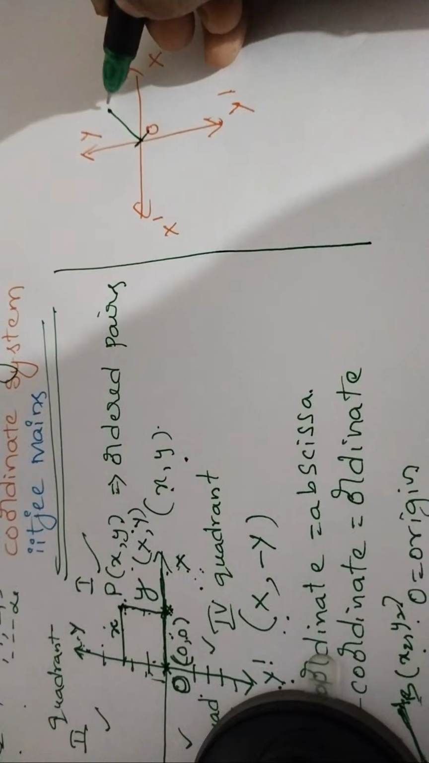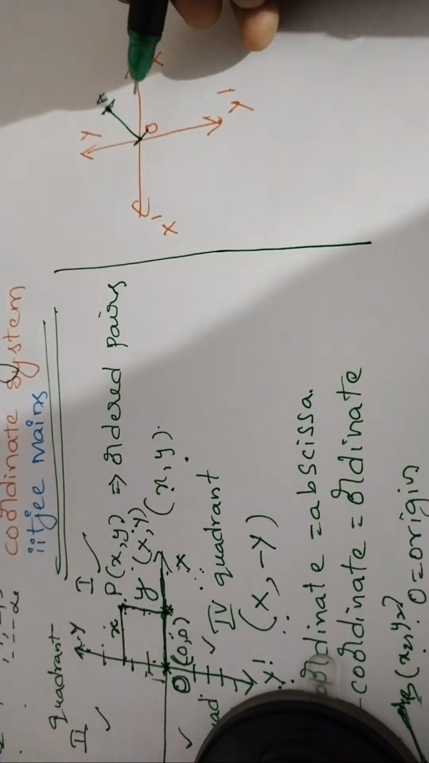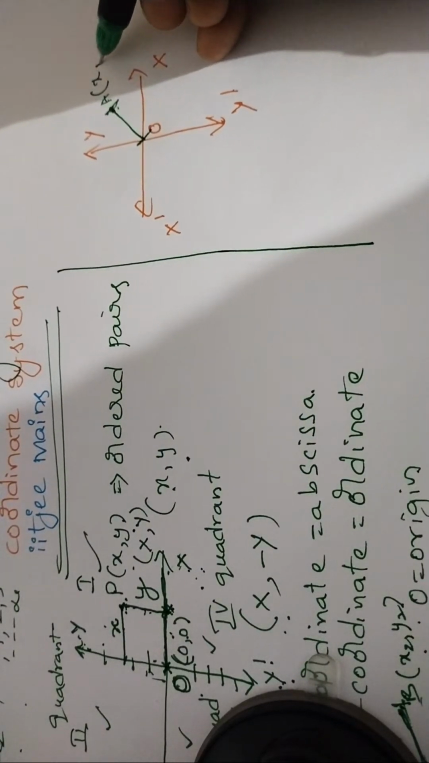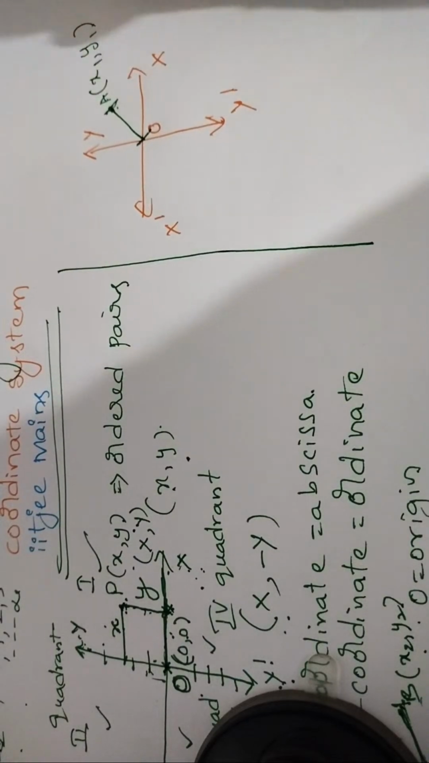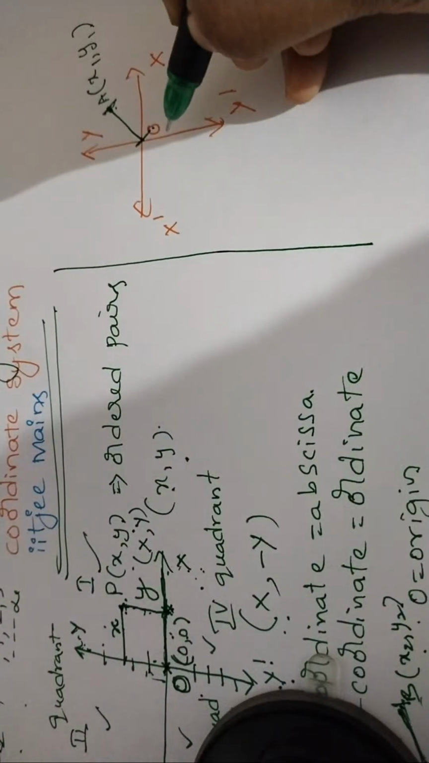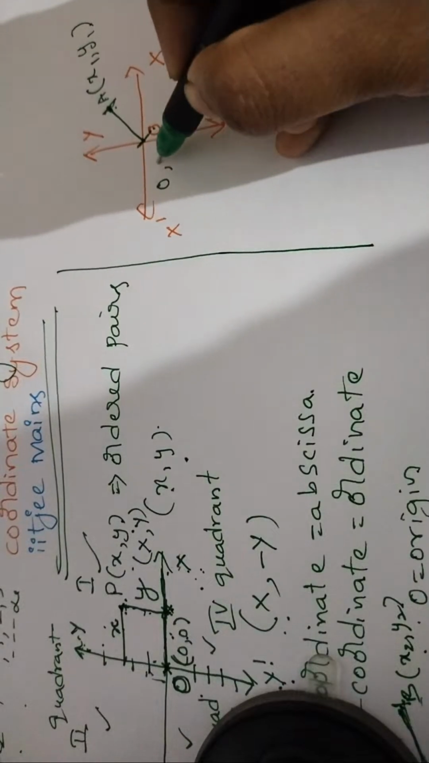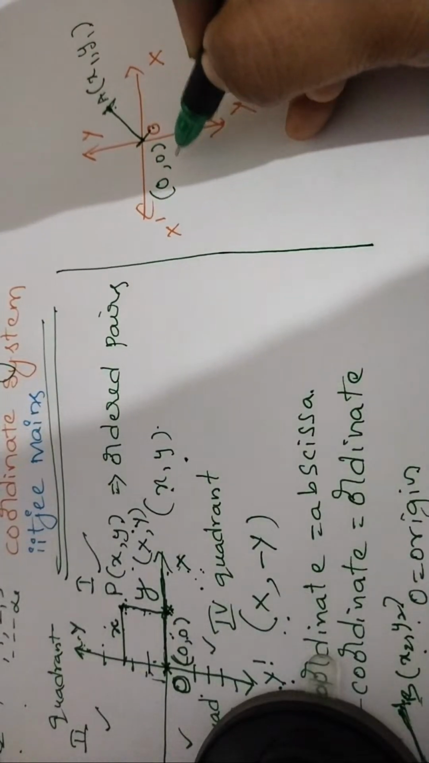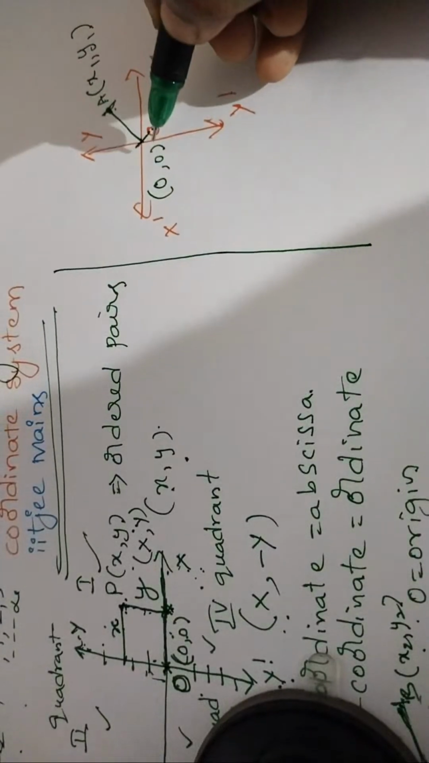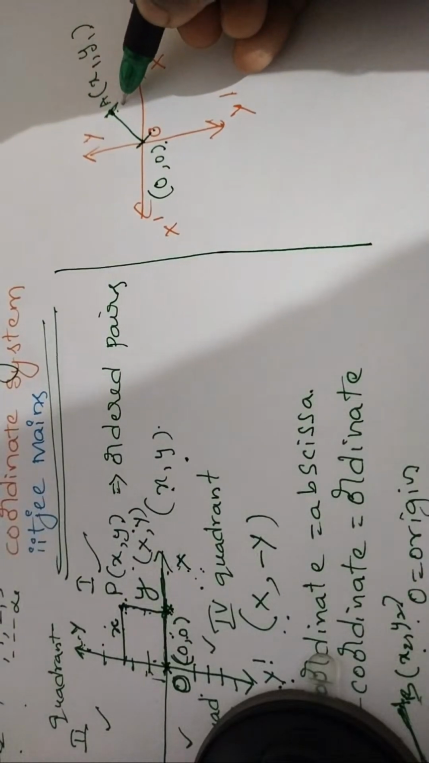I want the distance between the origin and a point A. Let us consider this point is A, and assume x1 comma y1 is the point A. What are the origin's ordered pairs? The origin points are 0 comma 0. Now I want the distance between the origin and point A.